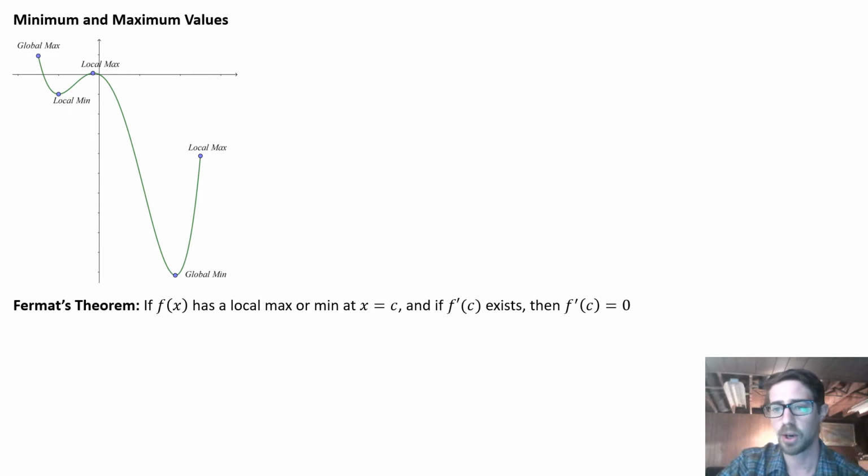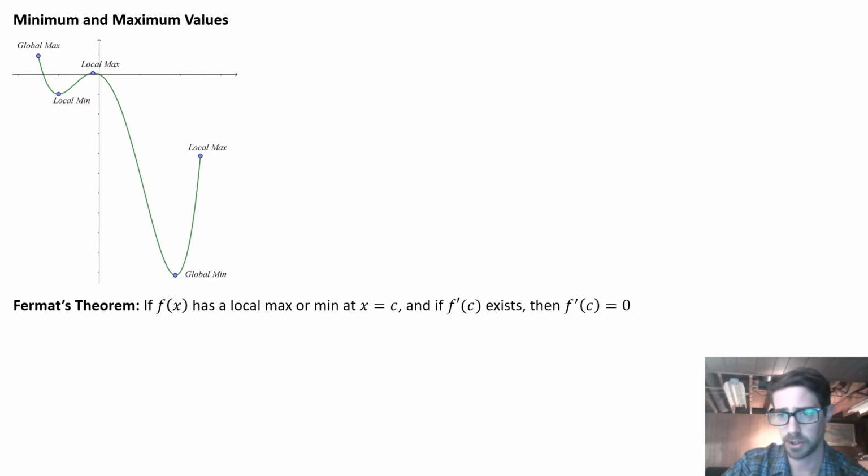Okay, so we've seen this before. If a function has a local max or a local min somewhere, and if the derivative exists there, that's kind of the important part, then the derivative must equal 0. So if you look at those 3 points in the middle there, the normal looking ones, we know that the tangent line is horizontal there.